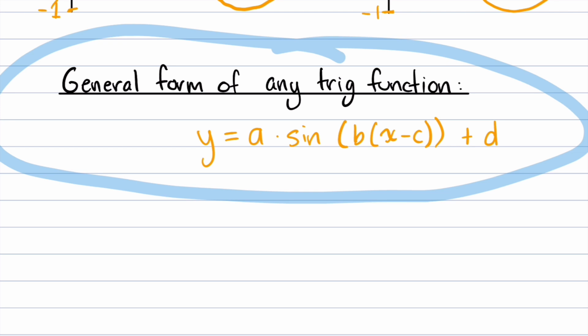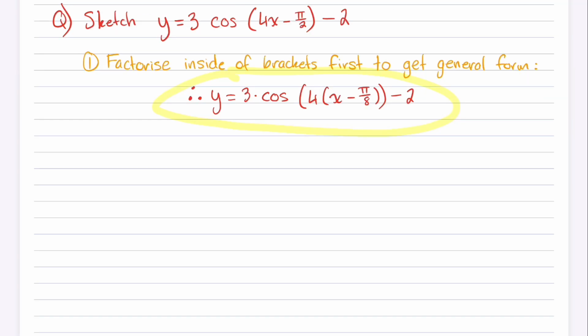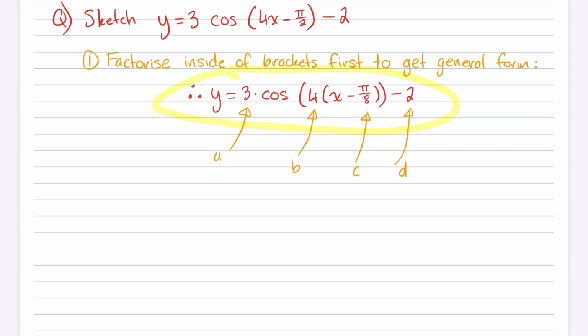So what we have to do first, and this trips up a lot of students, is factorize out 4 from inside of the brackets so that I've got brackets inside of brackets, which I've gone and done here. So step 1, if you don't have a trig function in general form, you've got to factorize the inside of the brackets to get general form. Now I can clearly see my b value is 4 and my c value is going to be pi on 8. And there you go, you've got A, B, C, and D, right? So we know our amplitude is 2, our vertical shift is -2, etc.